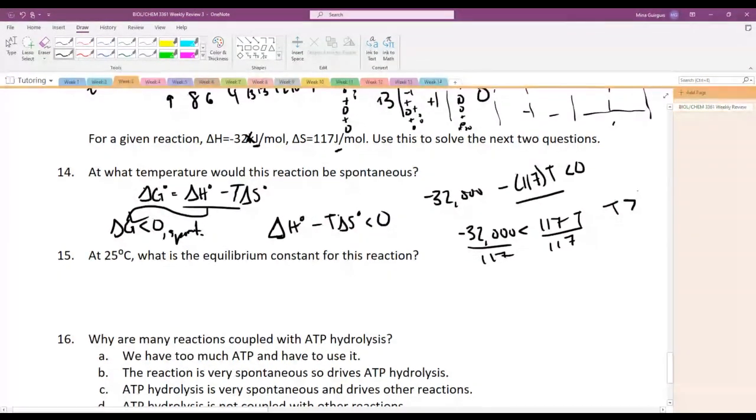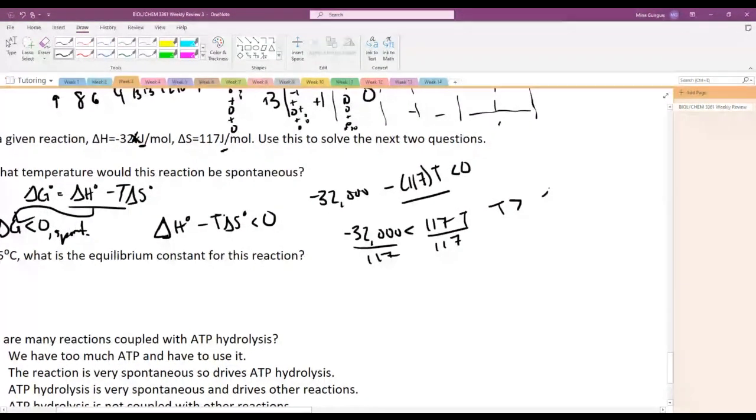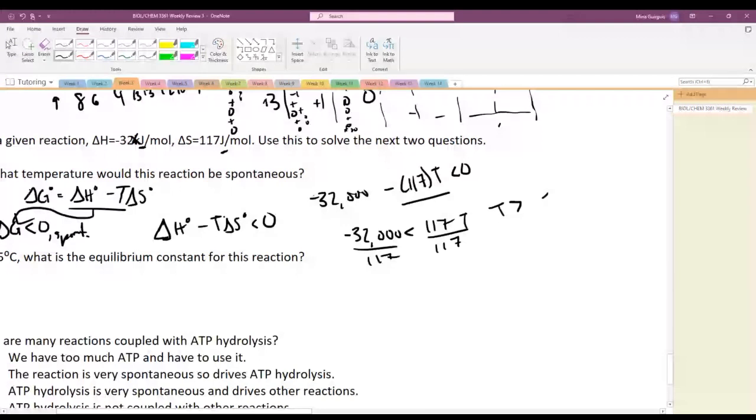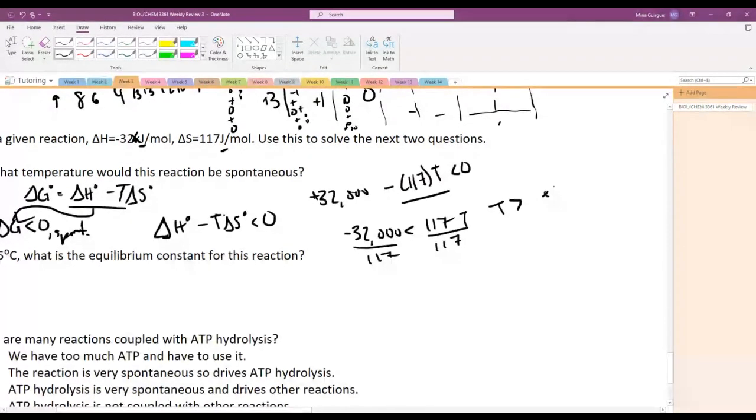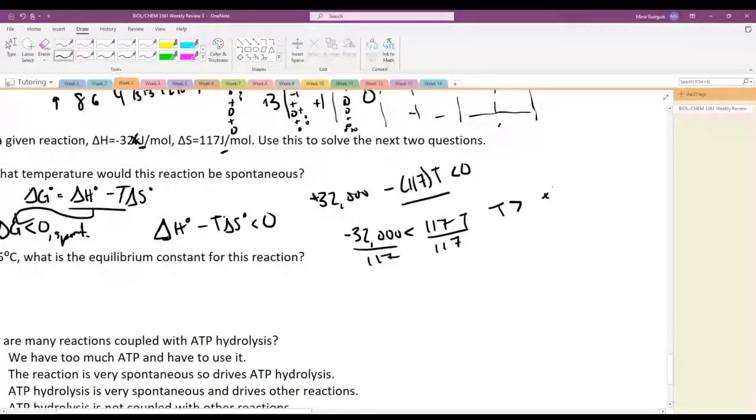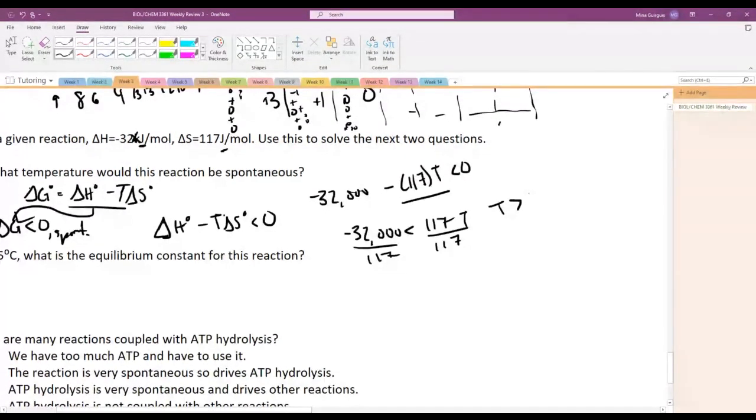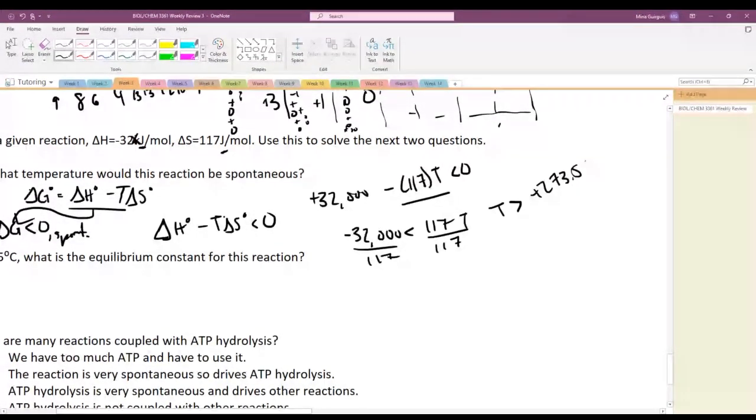So when the temperature is greater than negative, oh, did I drop a sign somewhere? I think, oh, I apologize. This should be positive. My apologies. When it's, no, I'm sorry. It should be negative. Yes, it should be negative. Negative 273.5. Oh, no, it is positive. I apologize for the confusion.